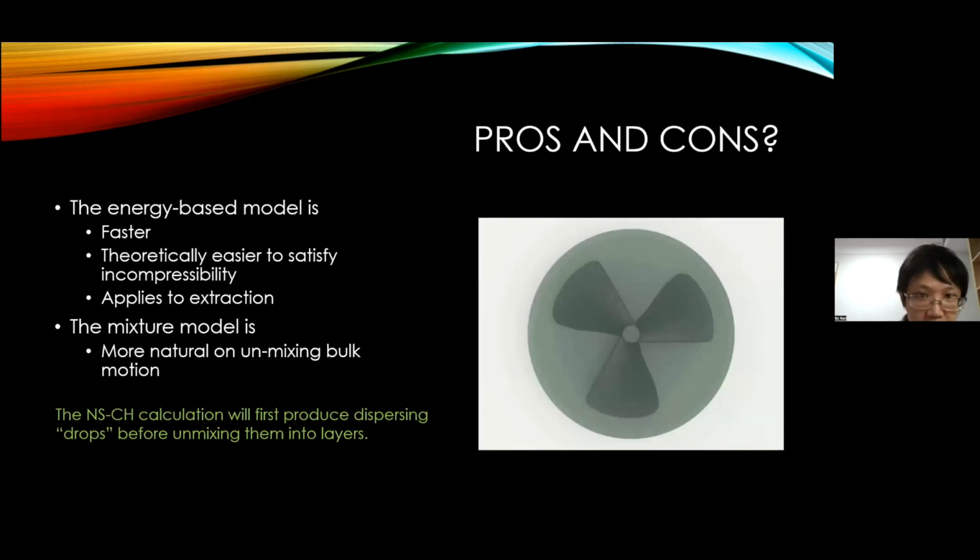So let me compare this so-called mixture model with the Navier-Stokes Cahn-Hilliard model. The energy-based model, which I just showed, is much faster because you don't need to calculate the phase-wise continuity equations. You just need to solve a diffusion-like equation, and that is all.